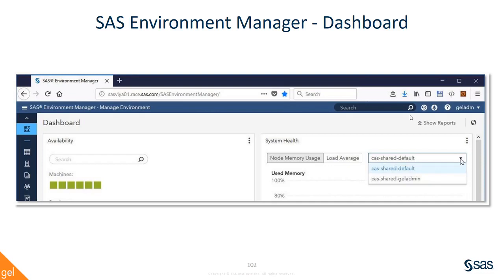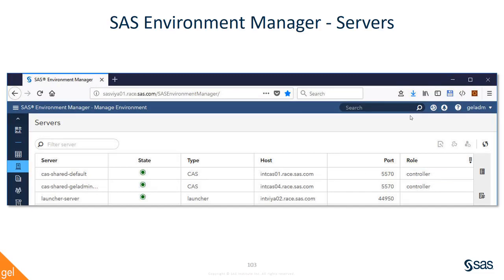I simply go to Environment Manager, and wherever we saw earlier the CAS shared default server, we'll now see a pull down that lists the additional CAS server. If you go to the servers page, you'll see it listed. So plugging it into the system and having it show up in the user interfaces is very straightforward. Really not much for you to do at all.